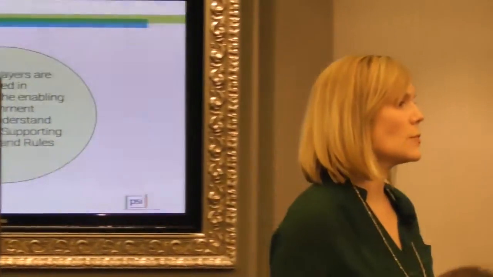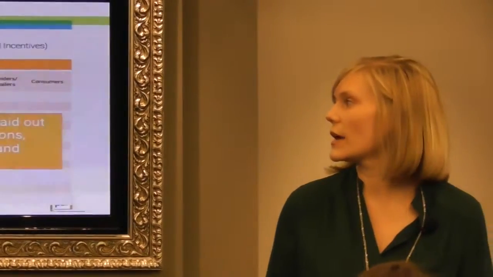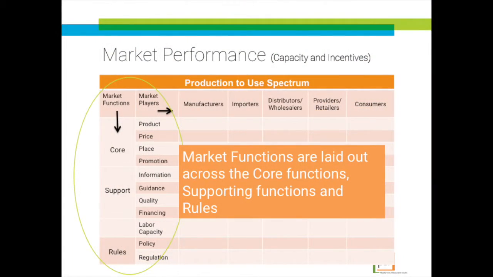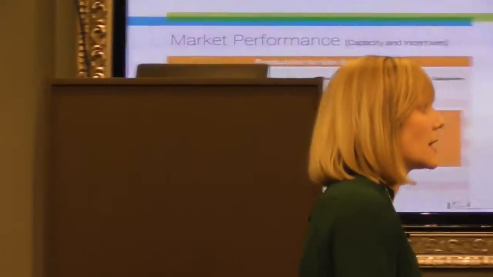So now that you have your players across the market, across the top, the next thing to do is to go down and look at the supporting functions, the core functions, and the rules of the market. If we start at the top, the core market functions are relatively known to PSI. We often classify them in the 4 Ps, right? And these are issues. So collecting this information is something we naturally do, and we have familiarity with, and it's common. So I'm not going to spend a lot of time there.